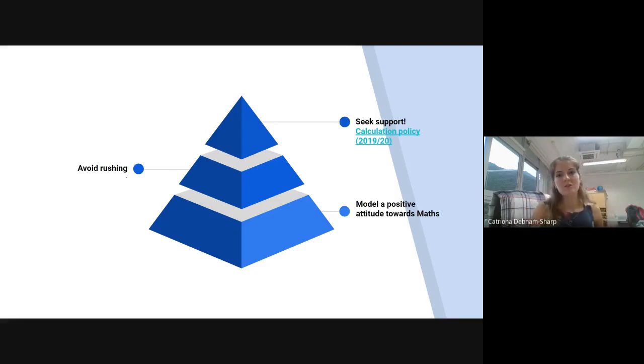And then the last thing, if you've modeled a positive attitude towards maths, and you've avoided rushing, and you've tried all the other growth mindset things that we've talked about, you can seek support. You can talk to the class teacher. And then we do have a calculation policy available to you if you just want to brush up on any of the formal written methods that we now use. As I said, there is more than one way of doing things, and different representations. There may be different representations that you haven't actually seen before. So the calculation policy is linked within this set of slides, which will be shared on the hub, and that should prove very beneficial if you wish to take a look at it.